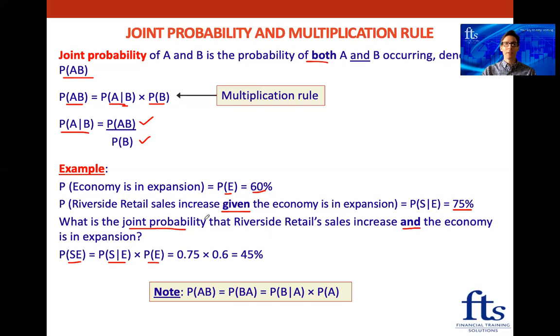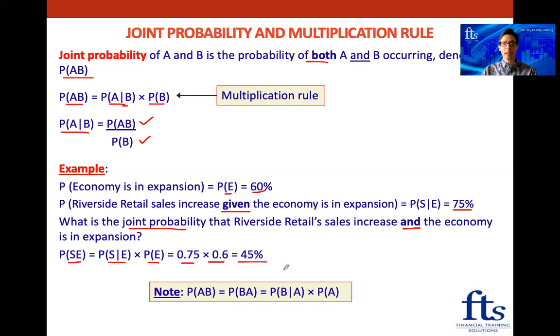The probability of the sales increase given the economy is in expansion is 75% there. And we just got to multiply that by the probability that the economy is in expansion, which is 0.6. So we've got a 45% chance of both S and E happening.